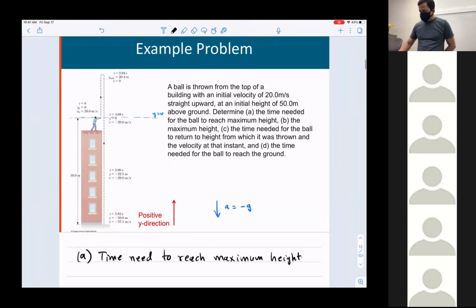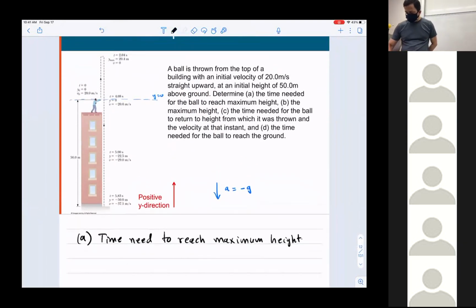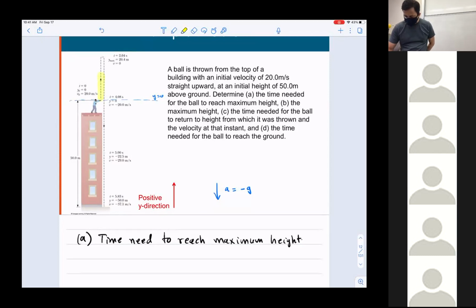And what does that mean? We are analyzing, in this case, this upward part of the journey. So what does that mean? It means that this is our y maximum height. This is our initial height, so this is our t equaling 0. So all the initial stuff is happening here. All the final stuff will happen here.